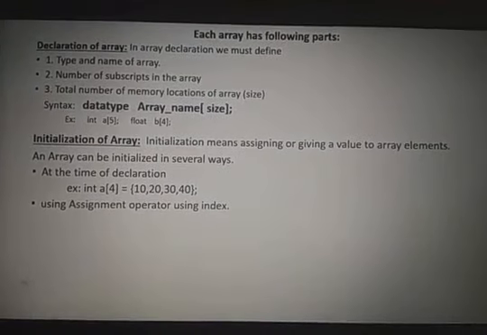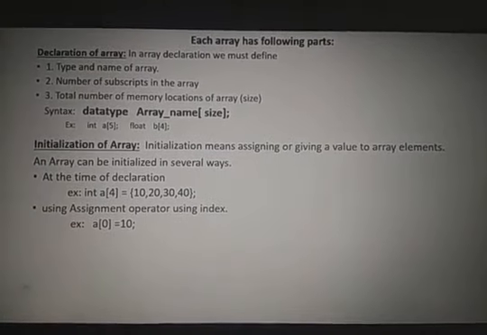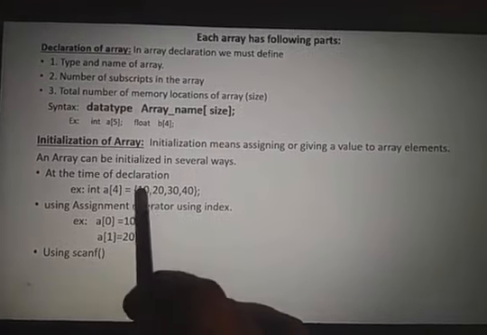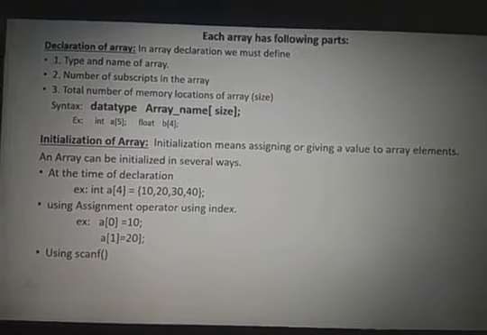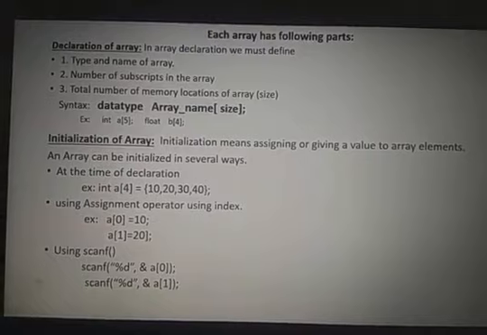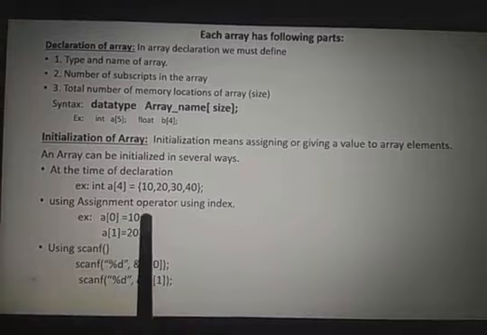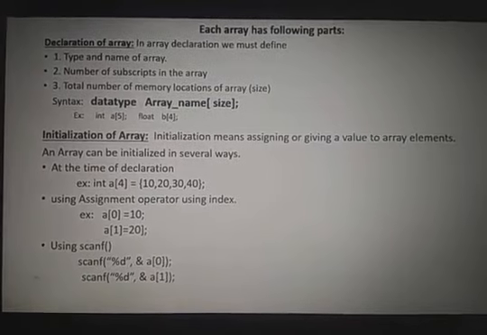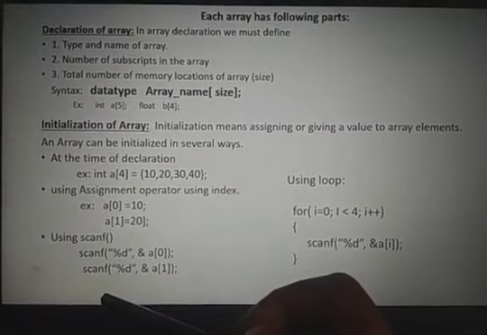Second way, using the assignment operator. A of 0 equals 10. Right? A of 1 equals 20. A of 2 equals 30. A of 3 equals 40. A of 0, A of 1, A of 2, A of 3. Right? 0 to 3 index. Or scanf: scanf %d ampersand A of 0, ampersand A of 1, ampersand A of 2, ampersand A of 3, ampersand A of 4. This is called fixed values, static initialization. This is called dynamic initialization. Right? So now I want to write this scanf repeatedly, same %d, same scanfs.